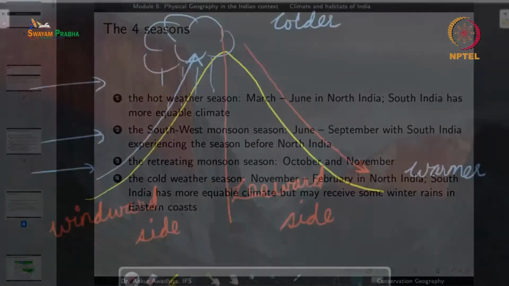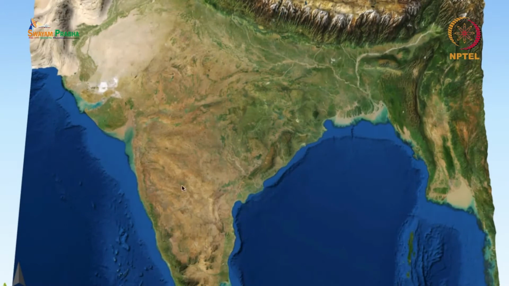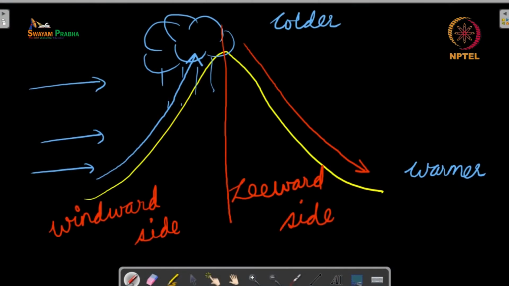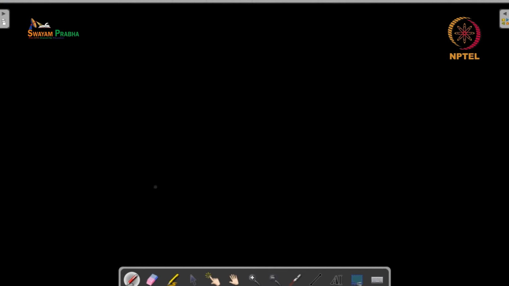Now, when most of India is warming up, what do we expect? We will expect that a low pressure gets created here. Why? Because once you have a land mass that is getting heated and it is not surrounded by the seas, it does not lie close to the seas, the air will become warmer, it will become lighter, and it will rise upwards.